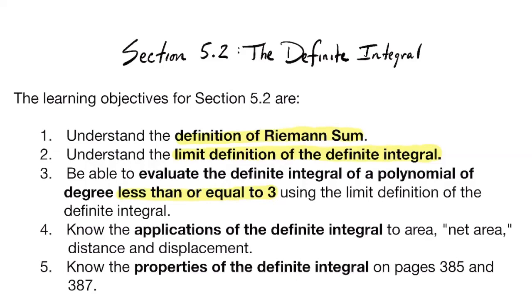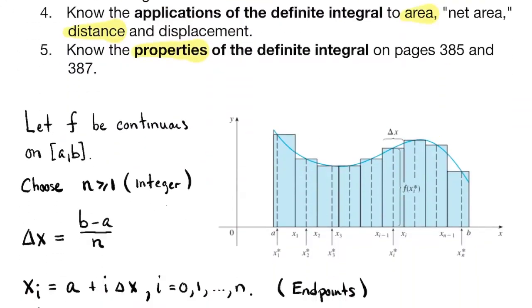Then we'll talk about some applications of this definite integral. Some of them we already know, area and distance. They were motivating it in section 5.1. I want to slightly expand that to something called net area and displacement, and then hint that there's actually a very large family of interesting applications of the definite integral in science and mathematics. And then we'll finish by looking at some properties that are similar to properties of limits and derivatives that just facilitate calculating these integrals. Okay, so let's start off by looking at the definition of a Riemann sum.